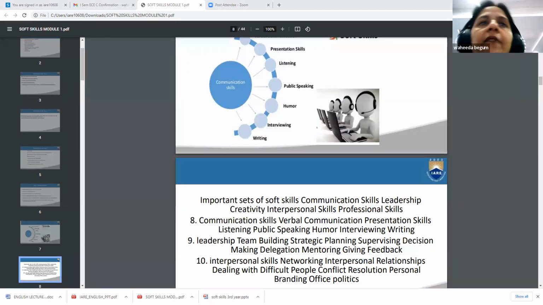So one must have leadership qualities. It is not that only those who are leaders should take initiative. Every one of us must. As I told you, there are two schools of thought. One school of thought believes that leaders are born. Another believes that leaders are created. Others believe that circumstances create them. Each one of us must have some kind of leadership skills to take initiative at our own level.